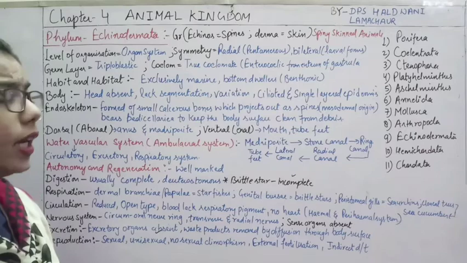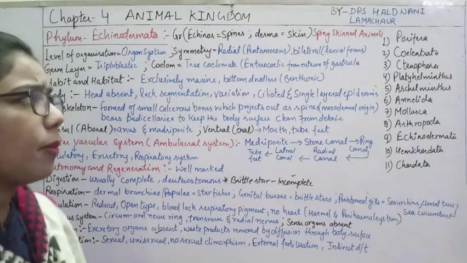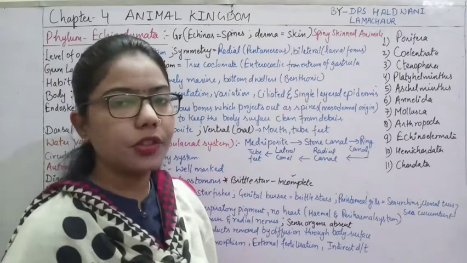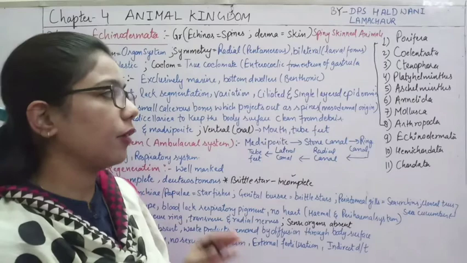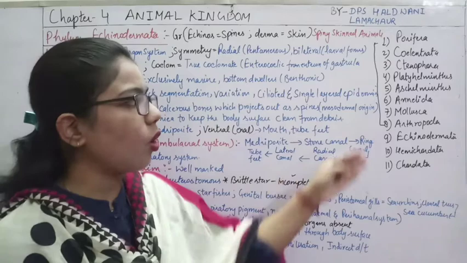In the previous session we already covered some of the phyla. For example, we started with Porifera, then we did Cnidaria, then Ctenophora, Platyhelminthes, Aschelminthes, Annelida, Mollusca, Arthropoda. So up to here we have completed. We have done the general characteristics as well as the distinctive characteristics of all these 8 phyla.